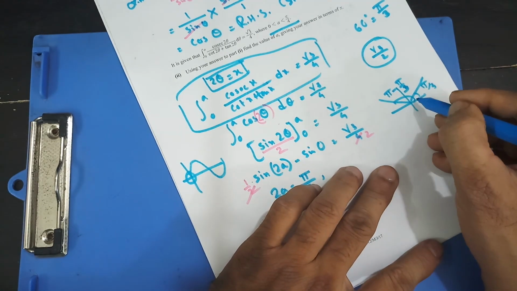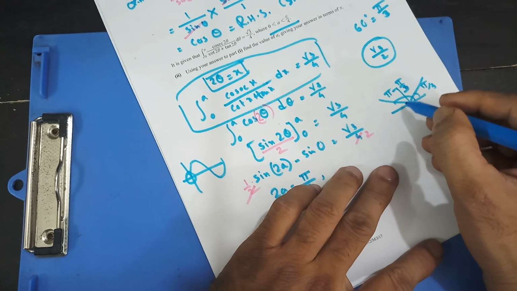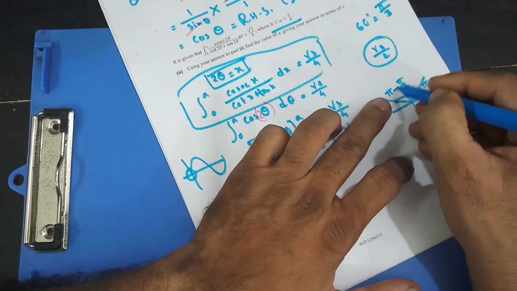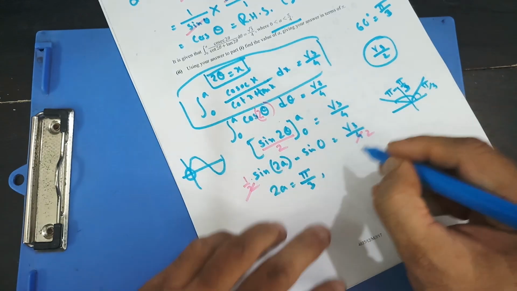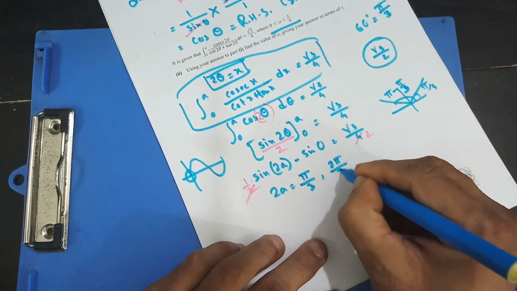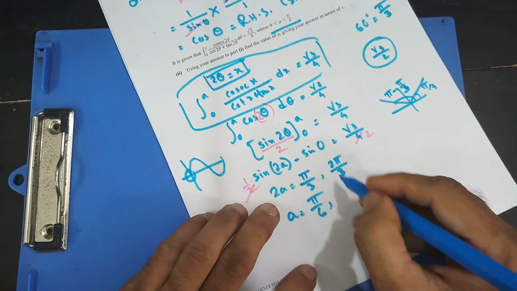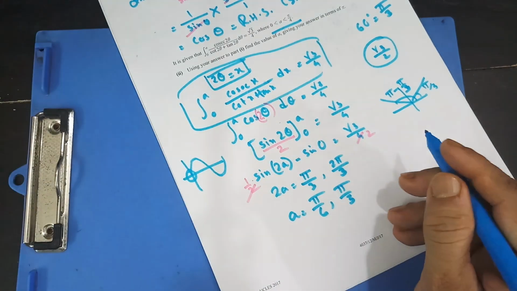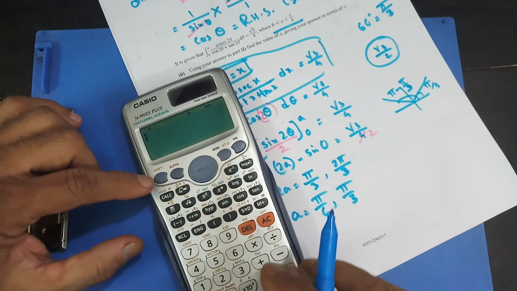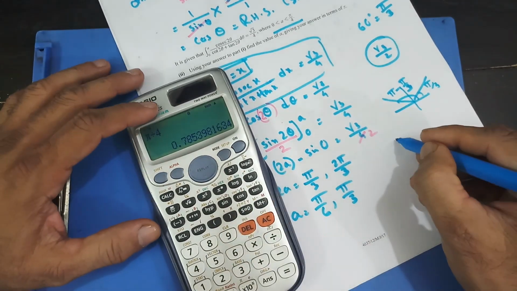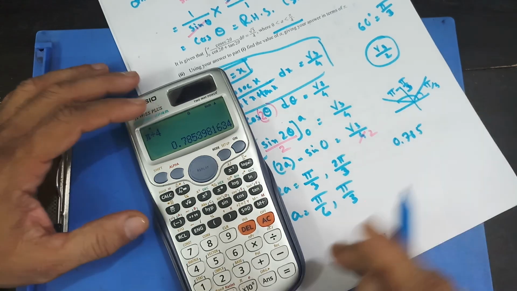This is going to be 1 pi, so it's pi minus pi by 3, so 2 pi by 3. So a is going to be pi by 6, and the 2 will cross out, leaving pi by 3. Okay, now look at this pi by 4. So pi by 4 is about 0.785.